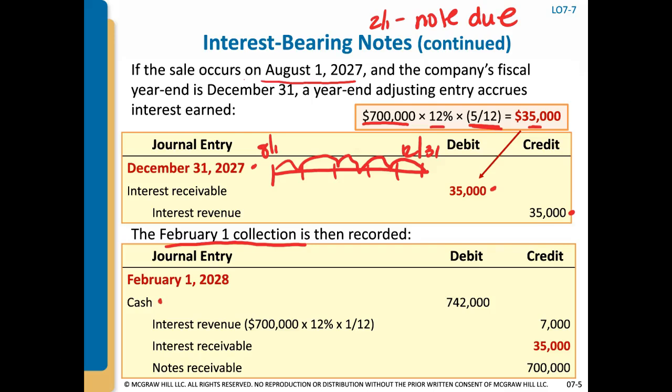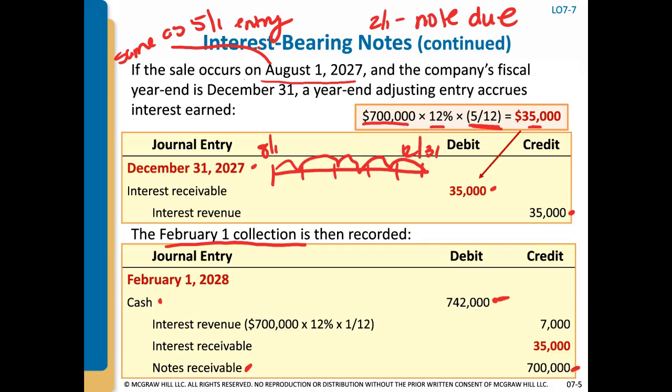Our cash is still the same, right? It's still the $700,000 plus the $42,000 of interest. It's the same amount of cash. So, and our notes, this part is the same as before. Our notes receivable, when we recorded it on August 1st, we would have recorded a debit notes receivable, $700,000, credit sales revenue, $700,000. It would have been the same entry. It would have been the same as the May 1st entry. It's the exact same entry. It's just happening 3 months later.